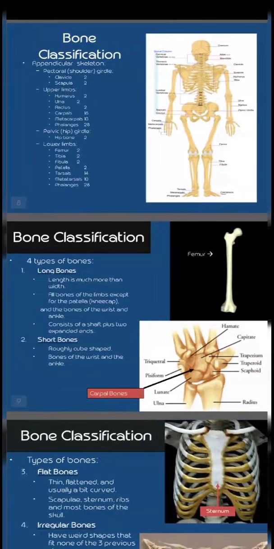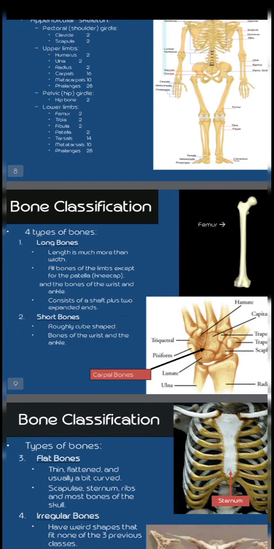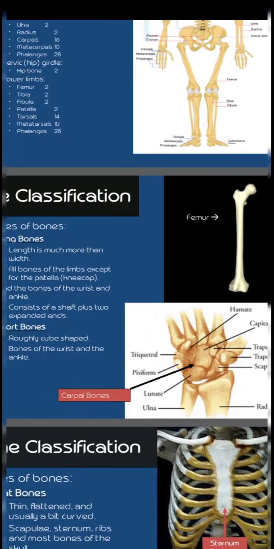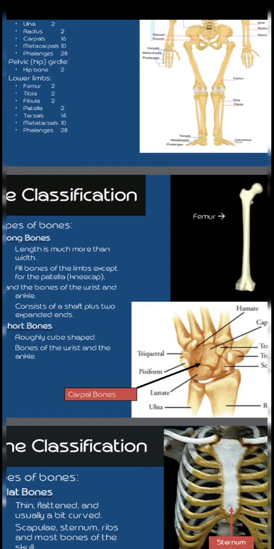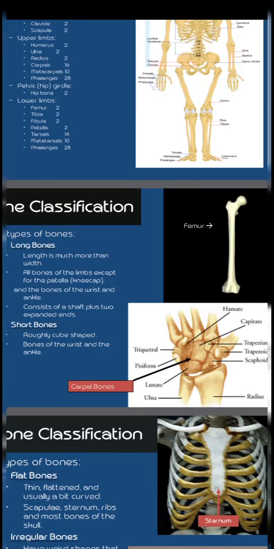Okay, now let's talk about the bone classification. In total there are 4 types of bones in human body. There are long bones, there are short bones, flat bones, and irregular bones. Long bones are the main weight-bearing bones. They are the bones in which the length is more than the width of the bone. All the bones of the limbs except the patella are long bones.